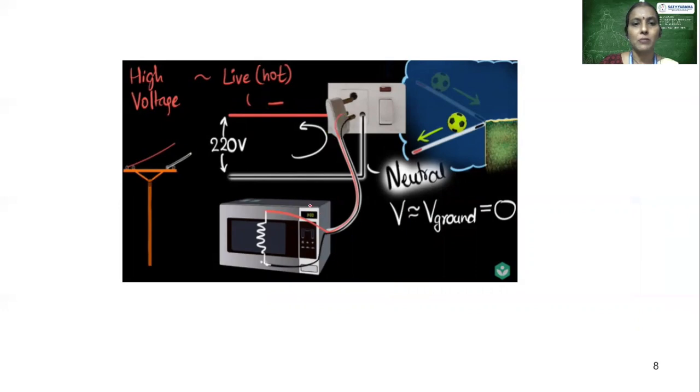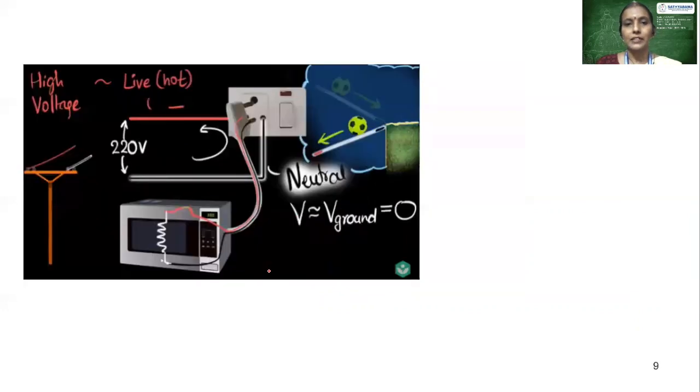Now let me assume I have a microwave oven. So this entire setup, the entire electrical appliance, I am considering that as a resistor here. So the one point is connected to the phase and the other one is connected to the neutral here. And let me take that there is an insulation fault.